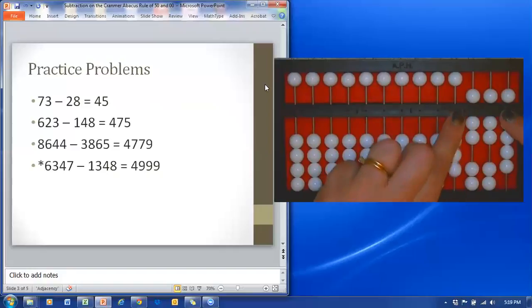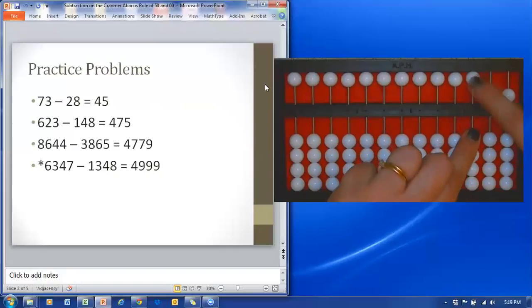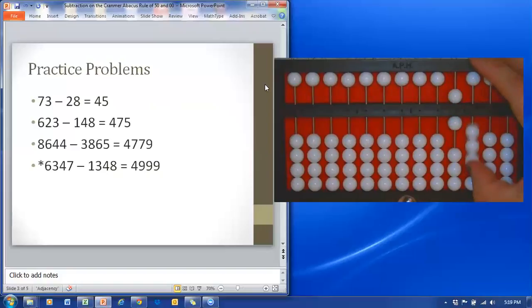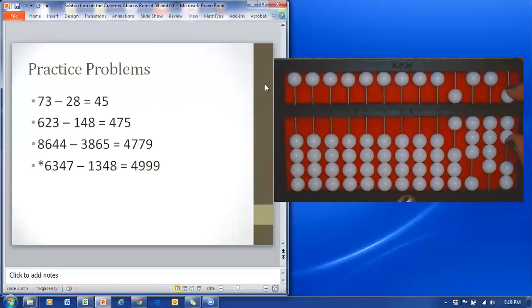The last problem I have an asterisk by because it's kind of an interesting problem. Thought I'd include it in this one anyway. I have 6,347, and now we're going to subtract 1,348. Well, I can subtract my 1,000, my 300s, my 40, and now I need to subtract 8.